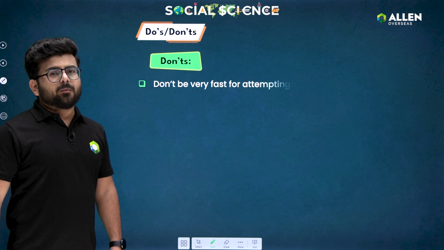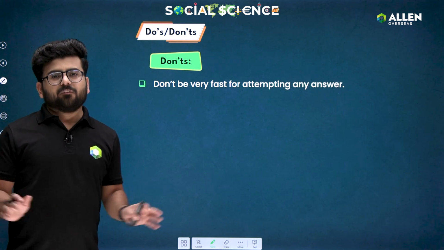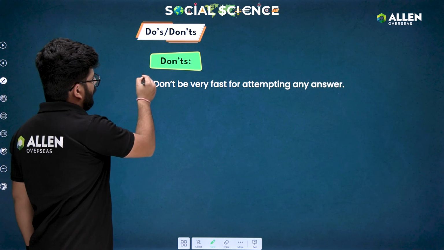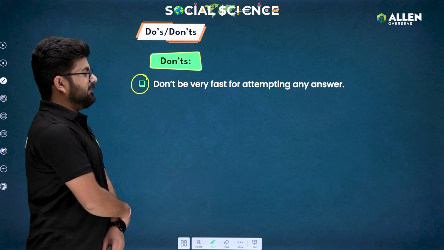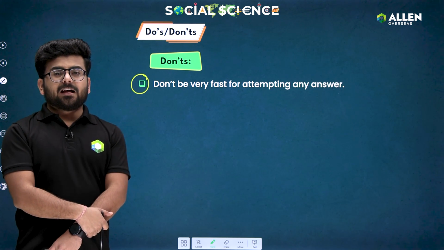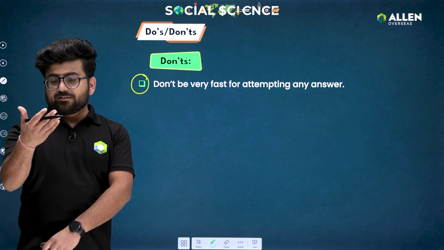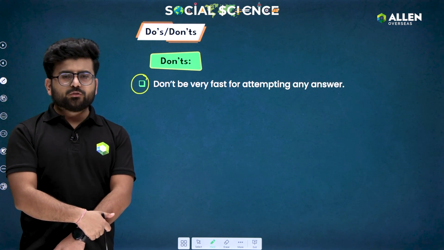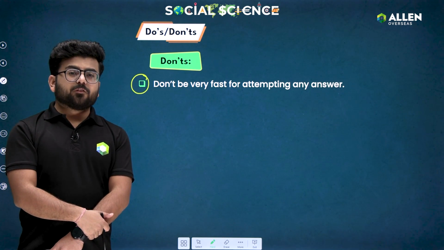Now, here we have the practices which we should not follow. These are the don'ts. So students, the very first thing is that we should not be very fast in attempting any answer. Many a time I see that students look at the question and start writing down the answers. No students, that is what you should not do.